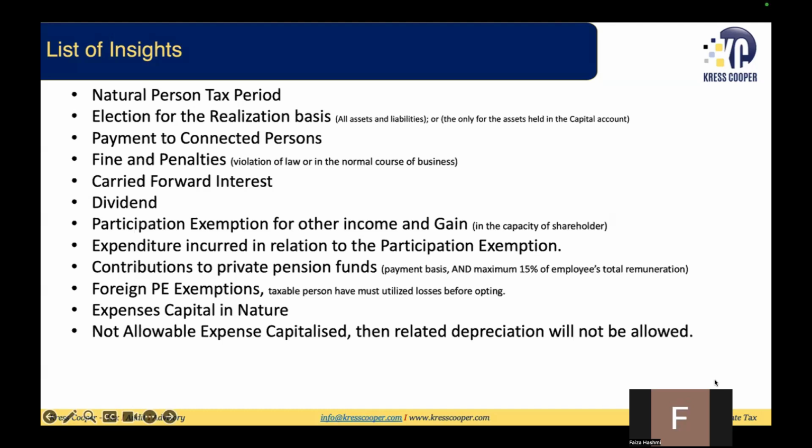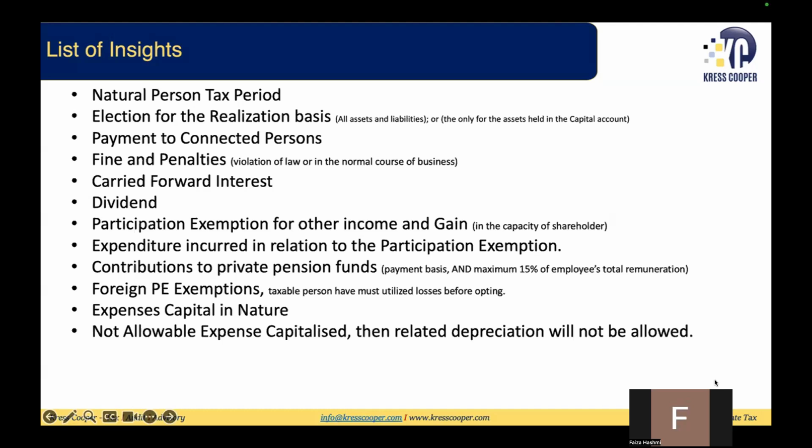In both of the cases, participation conditions are applicable. So if I'm summarizing, if you are receiving dividend from the foreign juridical person, or there are any income or any gain related to the participation exemption, conditions are same. Only in one case, if you are getting the dividend from the resident juridical person, then there is no condition, it will be straightforward exempt.